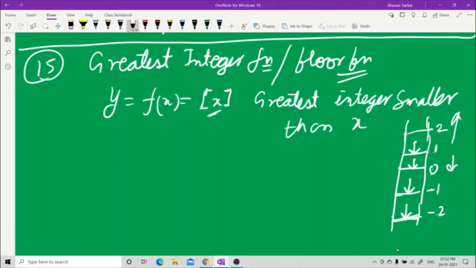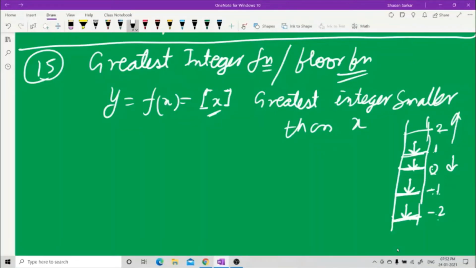ये floor है, ये floor पे आएगा. जो 1 और 2 के बीच में है तो 1 में आएगा. 0 और 1 के बीच में है तो 0 में आएगा. -1 और 0 के बीच में है तो -1 में आएगा. -2 और -1 के बीच में आएगा तो -2 में आएगा. So this is known as the floor function or the greatest integer function.